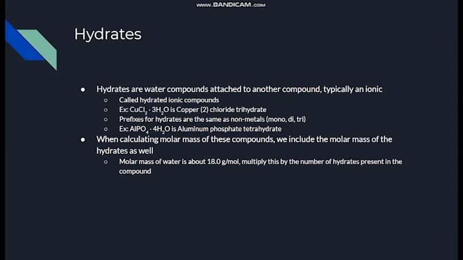So if we're doing it here, for example, we take the molar mass of copper(II) chloride, and then we add the molar mass of water multiplied by 3 because we have 3 hydrates here. We don't multiply the two molar masses together, but we add them to get the total molar mass of that compound. But this is how you write it out.